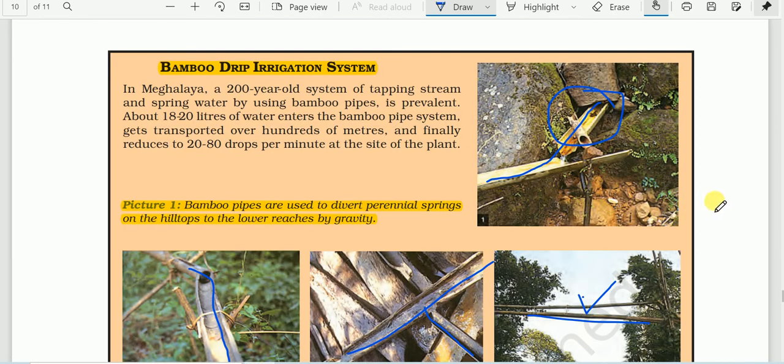In the modern agricultural system, in the plain areas, in other developed countries, instead of this, we are using steel pipes, GI pipes, and other metal pipes for drip irrigation.